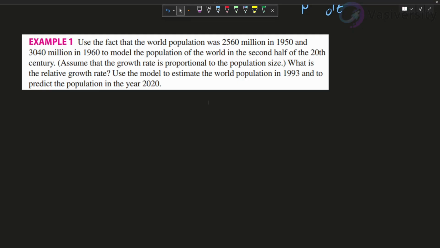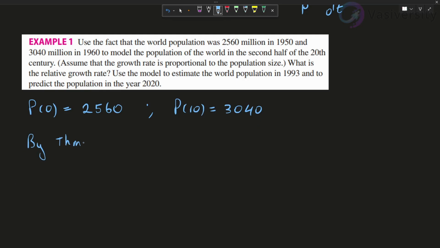Essentially, back in 1950, that was 2.5 billion people, and then in 1960, it was already 3 billion, so a pretty big number. Let's assume that p of 0, the initial state, was 2,560 million. And then p of 10, 10 years later, because it's a 10 year gap, is 3,040 million.